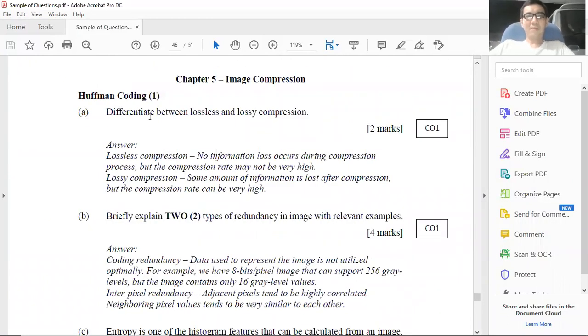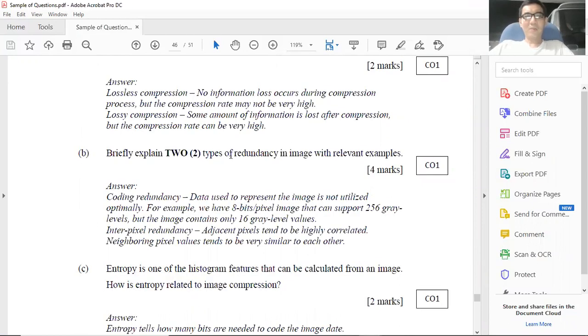So you are required to differentiate between lossless and lossy. So lossless, basically no information loss. And then lossy means there is some information lost. Okay. And then coding redundancies. So you can talk about coding redundancies and interpixel redundancies. So you have to give an example. So for coding redundancy, for example, 8 bits per pixel can code up to 256, but if you use it for 16 gray levels, which needs only 4 bits, then it's a coding redundancy.